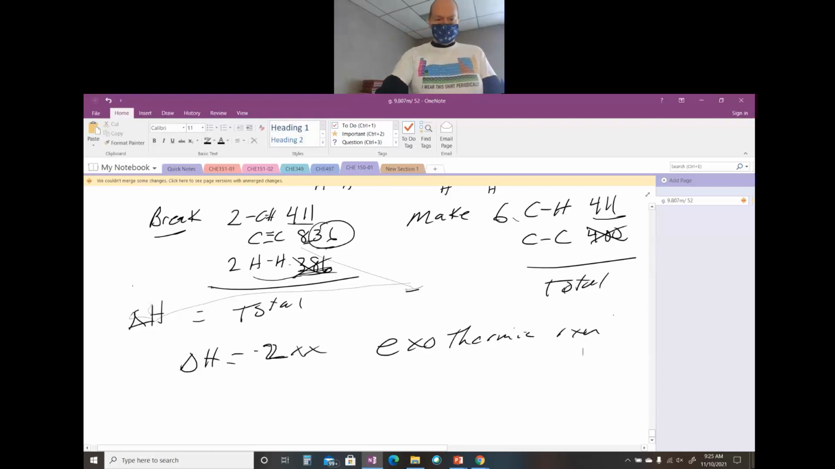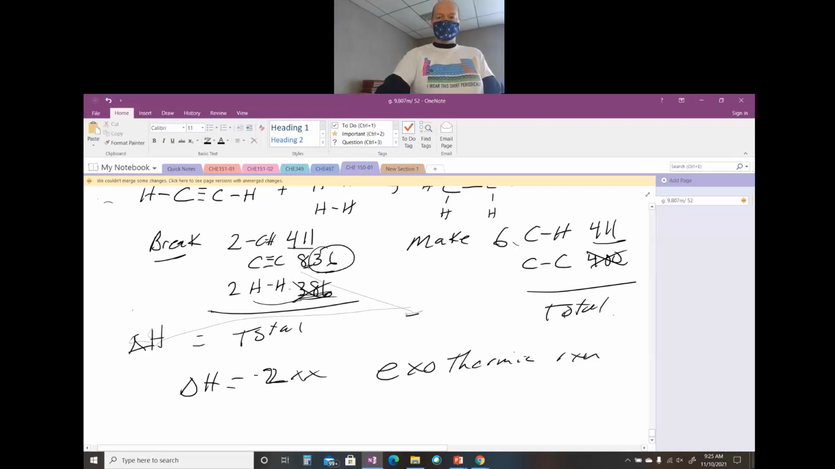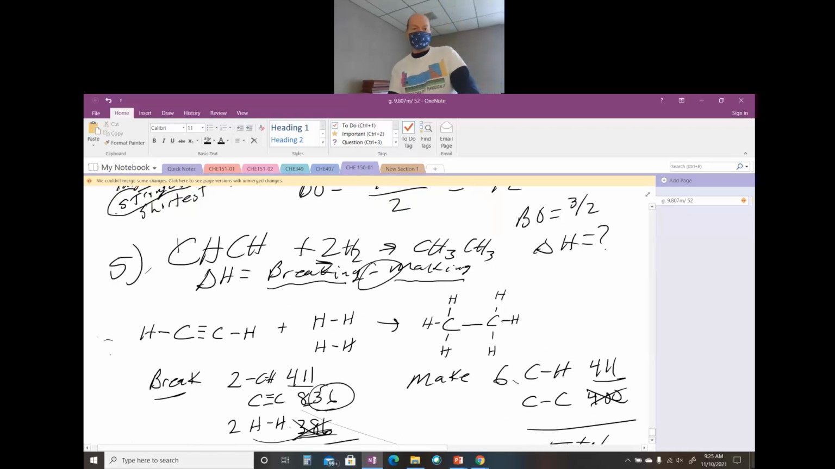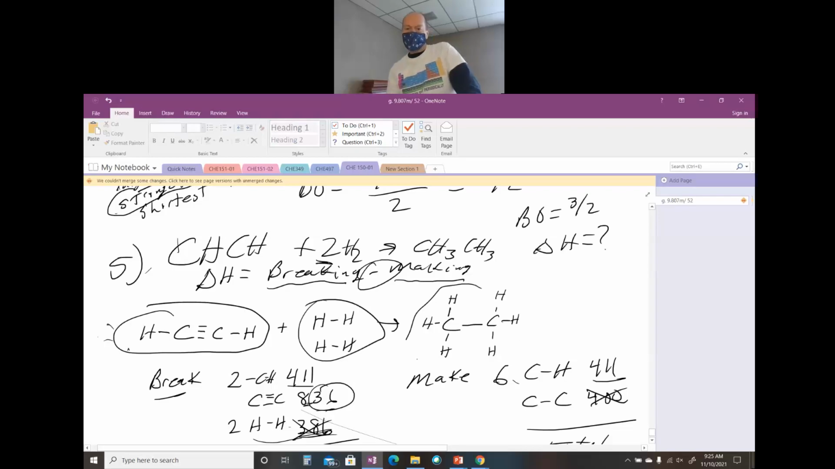All right. So again, the hard part of this one is determining what you are going to break. You break everything on the left side. You're going to break all of the reactants. And then you're going to make everything on this side. Everything on this side, you're going to make.